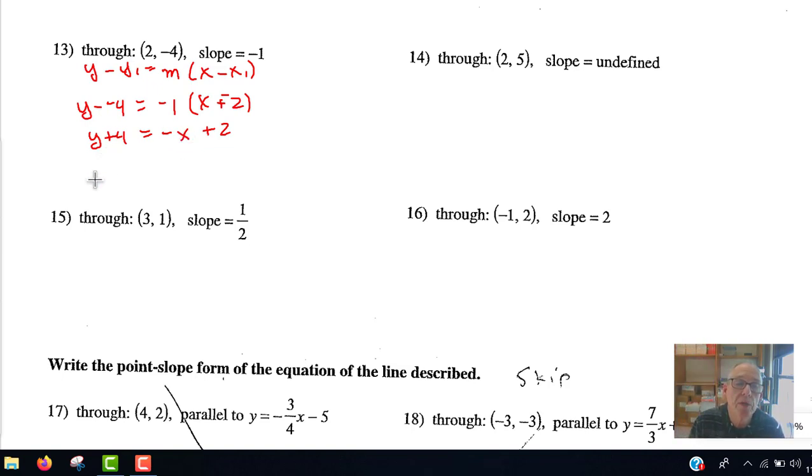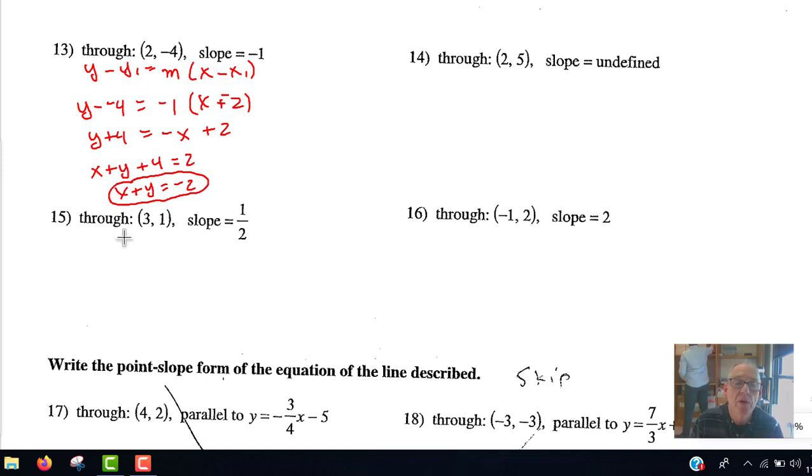This x moves over, becomes a positive x. x plus y plus 4 is equal to 2. The 4 needs to go to the other side. By subtracting 4 from both sides, I get x plus y equals negative 2. So here we have the standard form for a line that goes through the point (2, -4) with a slope of -1. Okay, last one on this page, let's do number 15.